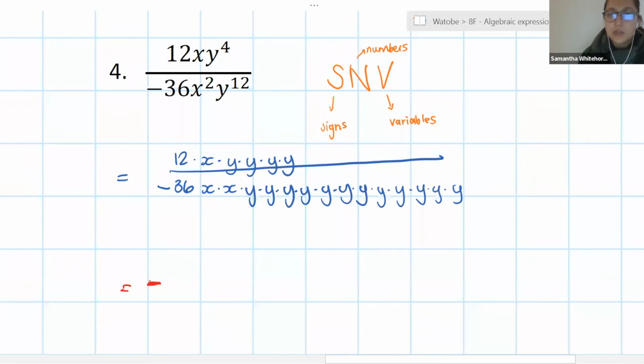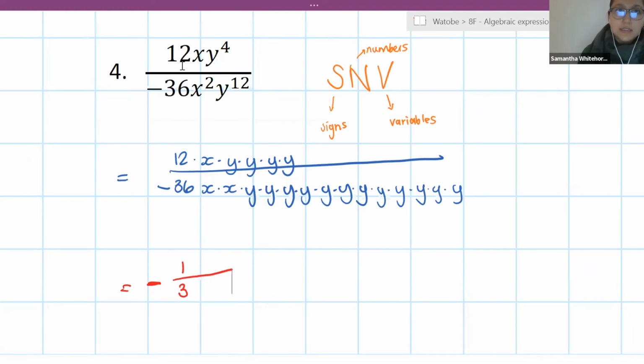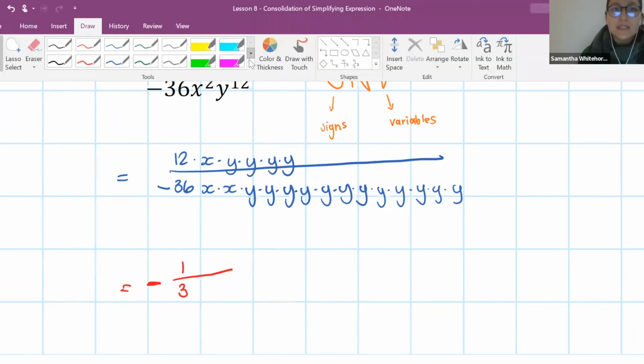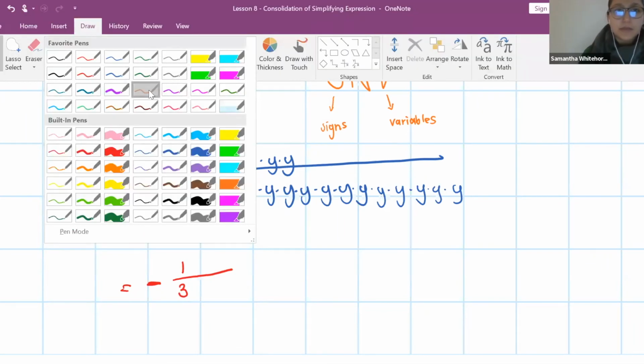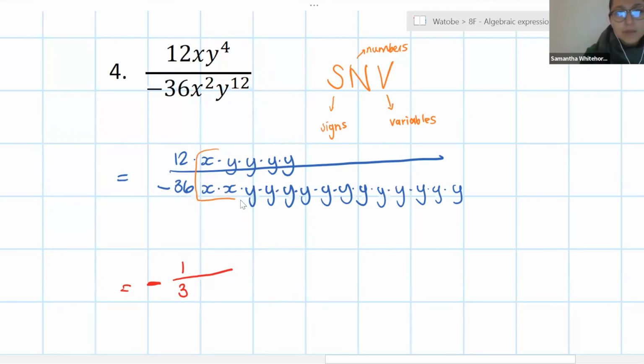Then I go to the numbers. So we said that the biggest number that can divide into both is 12. 12 divided by 12 in the numerator is 1. And then 36 divided by 12 in the denominator is 3. So I've just simplified 12 over 36. Right. Then I go to the variables. Now I'm going to start with the x's. I've currently got 1x in my numerator, and let's maybe go like this. I've got 1x in my numerator and 2 x's in my denominator.